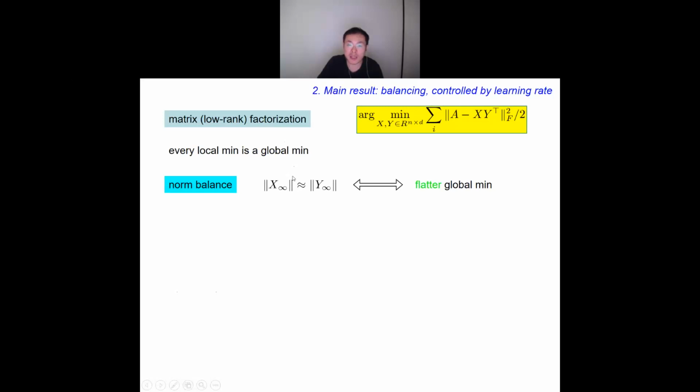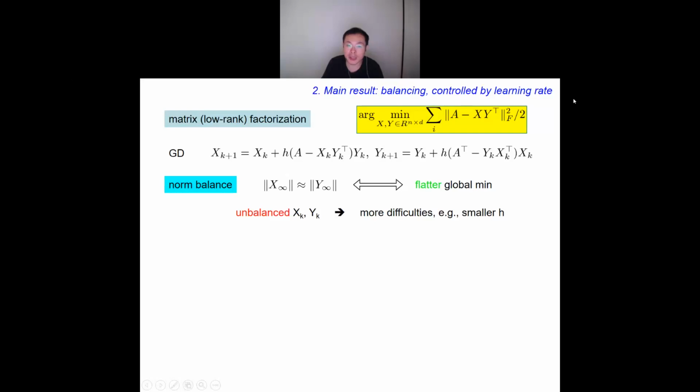And you can prove very easily that if you have balanced norms, then this minimizer is flat. If these two are very different, then the minimizer is actually very sharp nearby. And if I do gradient descent for my minimization problem, then I get basically this set of iterations. It's nonlinear because you have this cubic term here, which originated from the fact that my loss function is actually quartic, a fourth order polynomial. And you see that this creates a lot of difficulties.